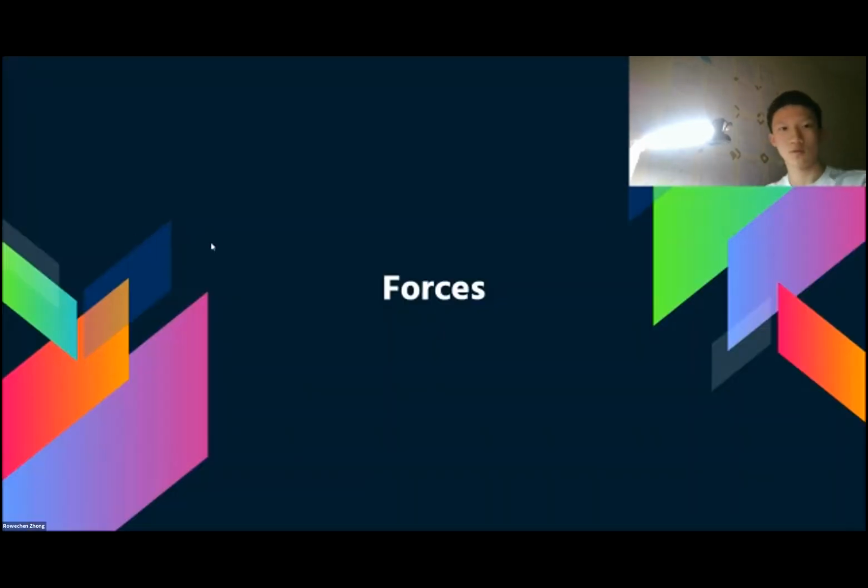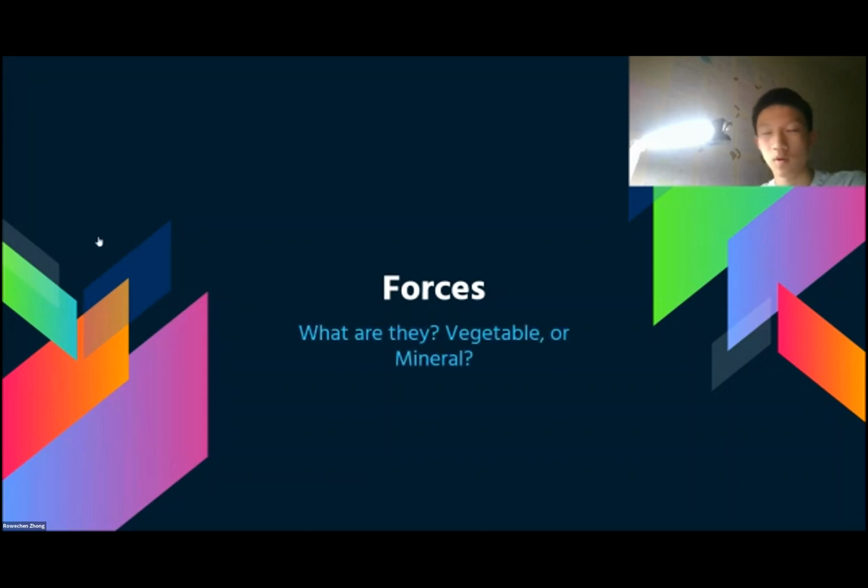Forces. What are they? Are they a vegetable or a mineral? This is an important question that Garfield asked. Garfield, not the president, the cat. Very important. I believe Rich is here. Rich might be sending you guys a survey real quick. Well, if something pops up on your screen from Rich, then quickly do that.